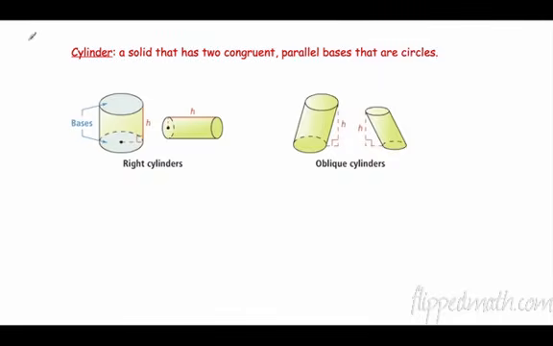Next one, cylinder. A cylinder is another solid that has two congruent parallel bases that are circles. This time it's very specific. It's like a prism except the bases are circles. So our bases are circles here and here. Again, right cylinders, that perpendicular distance is perfectly straight up and down. Oblique is exactly like the Leaning Tower of Pisa. It's leaning over a bit, so our perpendicular distance is not exactly that side length right there.